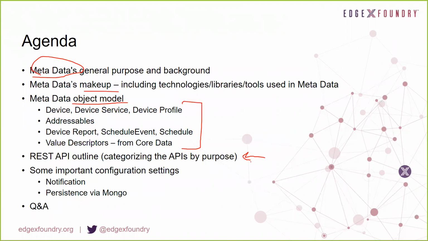In fact, the API around metadata is huge, but I'll at least categorize things and walk you through what's out there so you get a general sense of what you can do with metadata and how you can start to look at metadata from your application's perspective. We'll also look at some important configuration settings, maybe not as many as you would see in core data, but there are some things you can adjust.